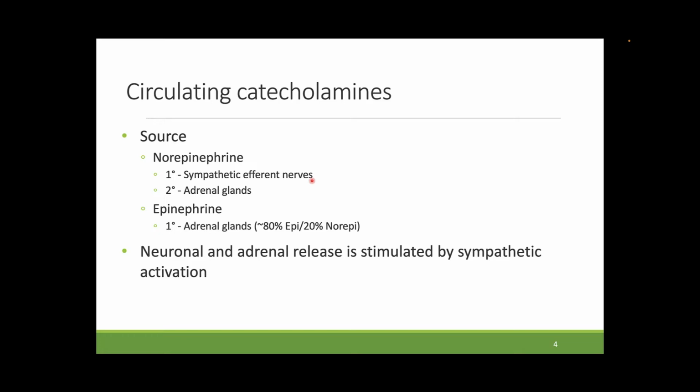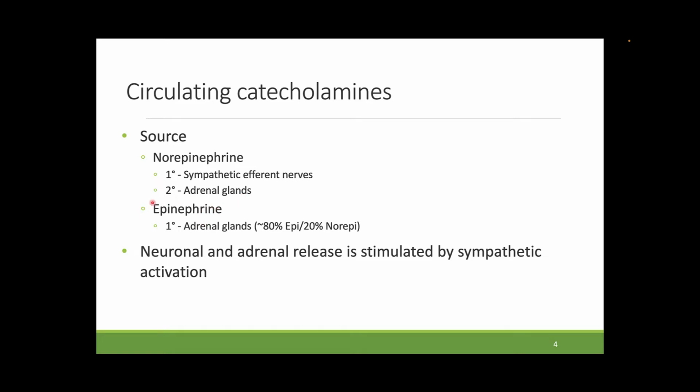There are two principal catecholamines that are involved with cardiovascular regulation, and these are norepinephrine and epinephrine. The primary source for norepinephrine is sympathetic efferent nerves. When these nerves are activated, they release norepinephrine and a small fraction diffuses into the blood. A secondary source for norepinephrine will be the catecholamines that are released from the adrenal medulla.